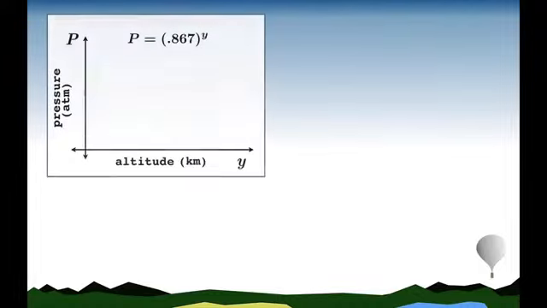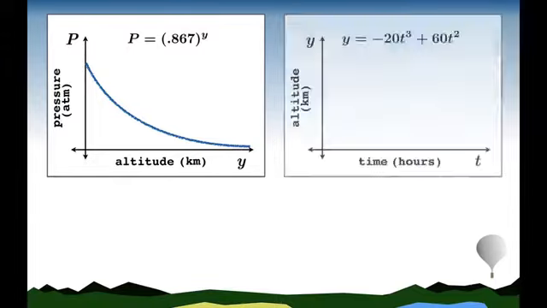We need more information before we can really get at this problem. We know that the pressure decreases exponentially as a function of the altitude. And in fact, if you measure pressure in atmospheres and altitude in kilometers, the formula for this is roughly P equals 0.867 raised to the y. And let's suppose that the balloon rises in such a way that its height is a cubic function of time. So if we're measuring the altitude in kilometers and the time in hours, let's suppose that the altitude is given as negative 20t cubed plus 60t squared.